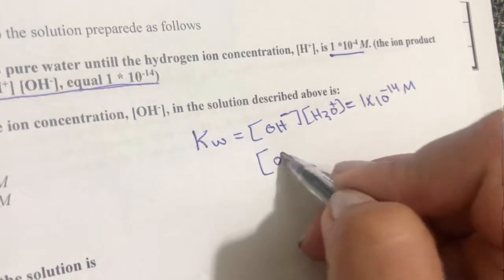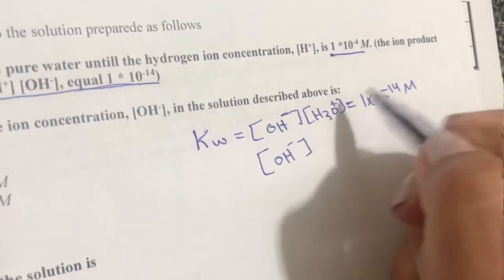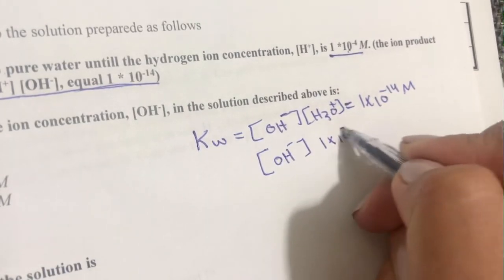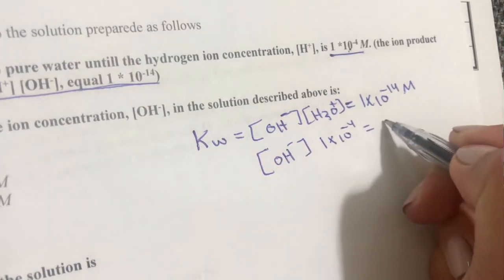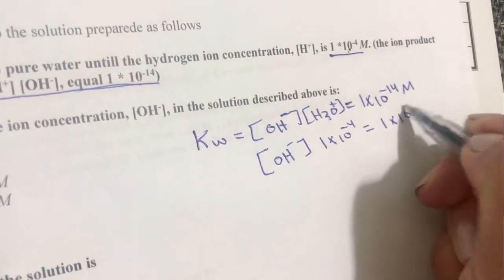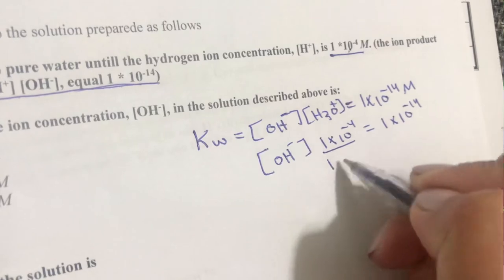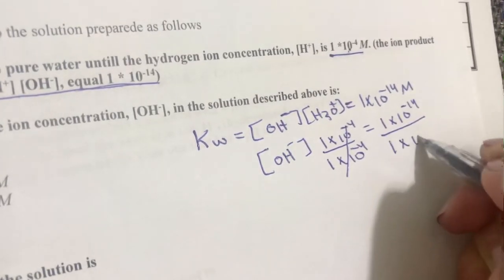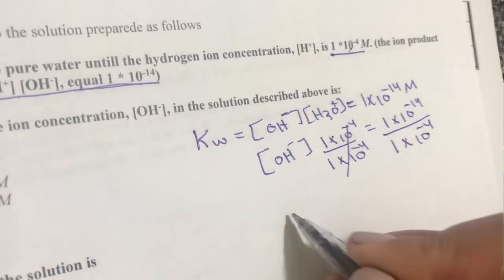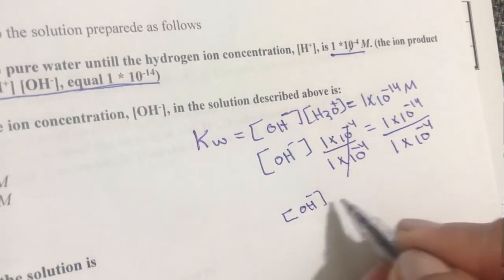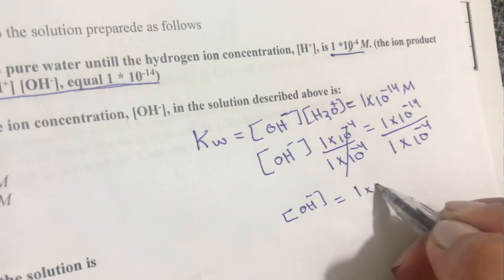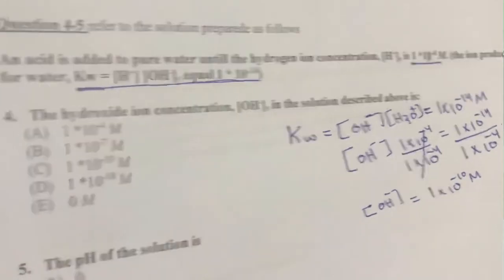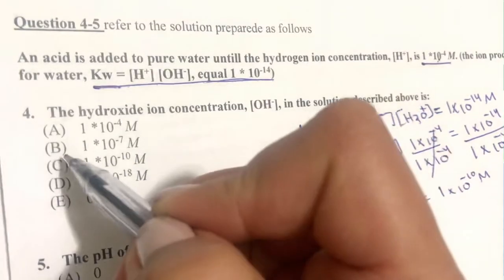So you have to calculate the concentration of hydroxide. The concentration of hydronium equals 1 times 10 to the power minus 4, so [OH-] equals 1 times 10 to the power minus 14 over 1 times 10 to the power minus 4. So the concentration of hydroxide equals 1 times 10 to the power minus 10 molar. So the answer is C.